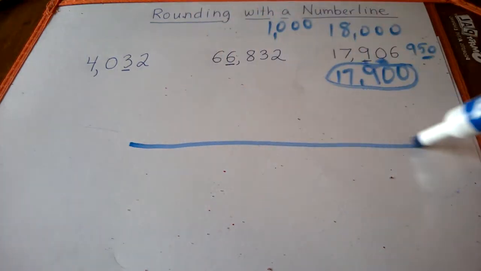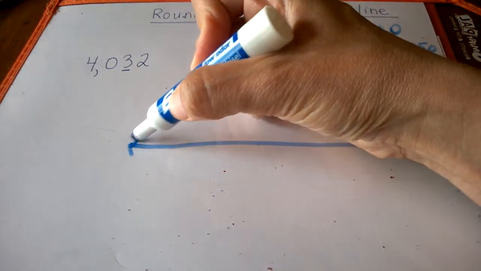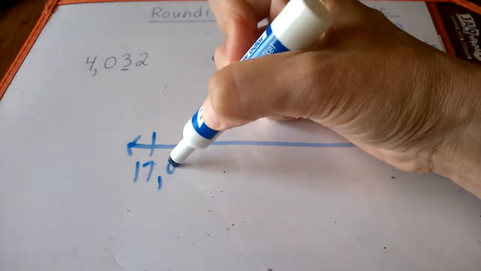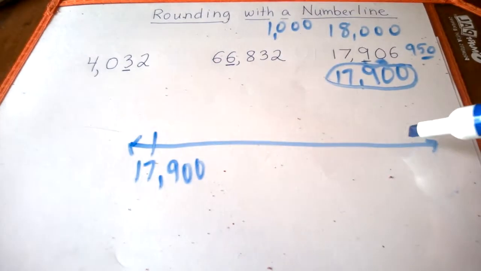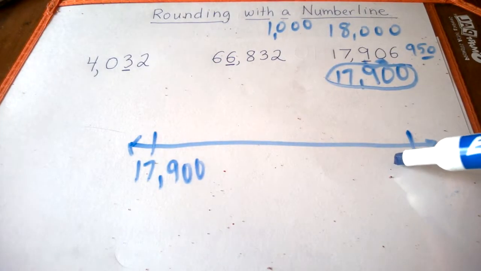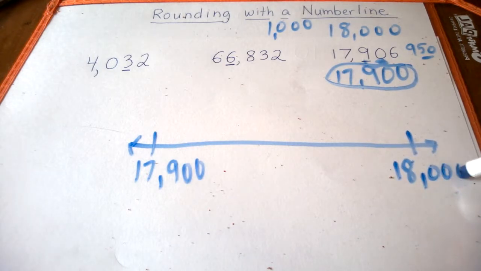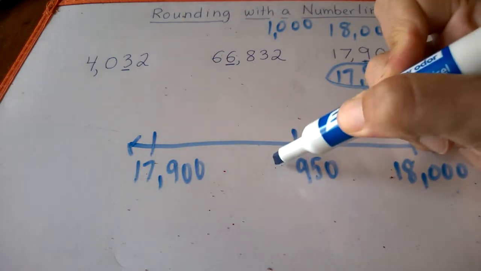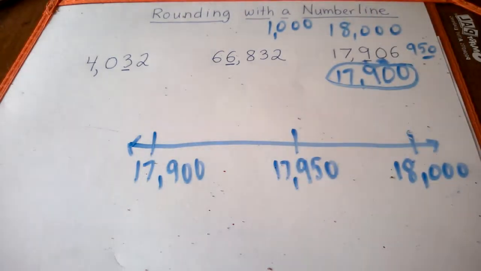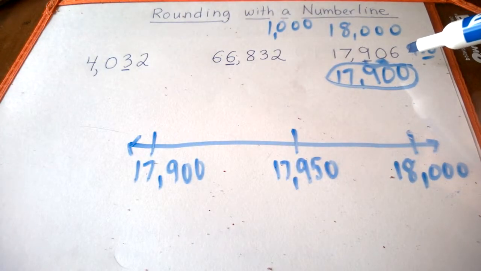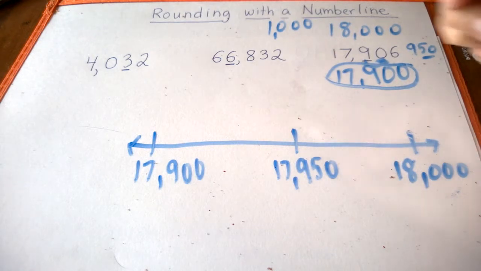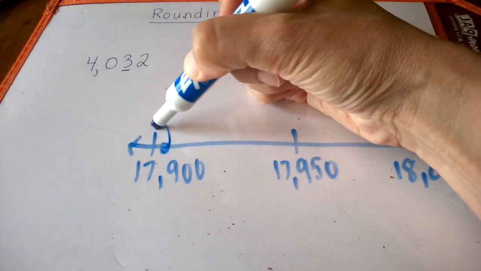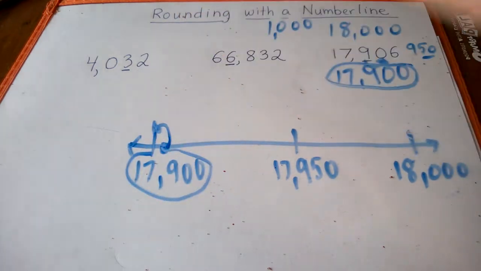So let's draw this number line. On the left, we have the lower number, 17,900, lower 100. Adding 100 up from there we get 18,000, and that 950 is in between, or 17,950. This number is literally 17,906. It doesn't go very far. It is very close to this side.